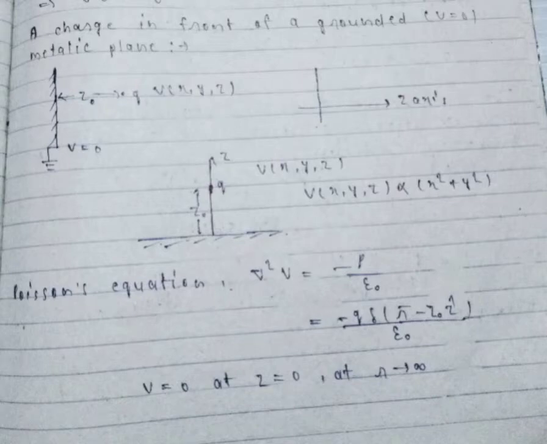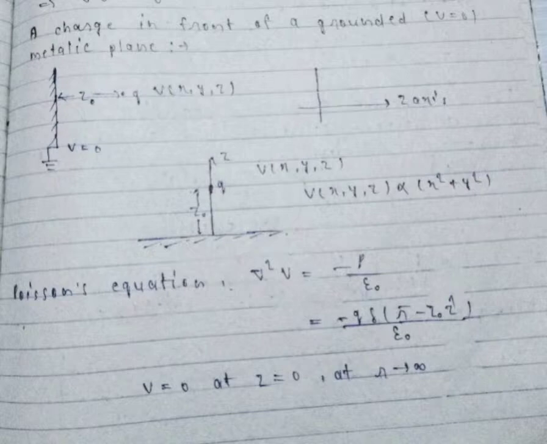Charge in front of a grounded, what that means is potential there is 0, metallic plane. Plane means it's of infinite extent.